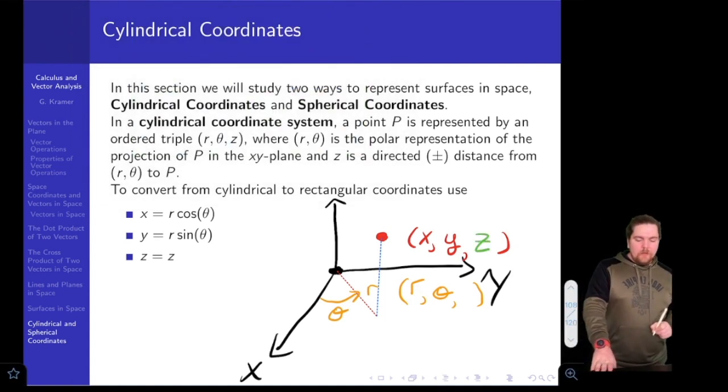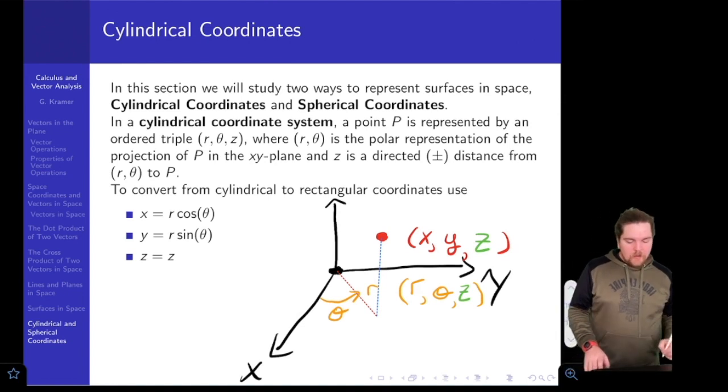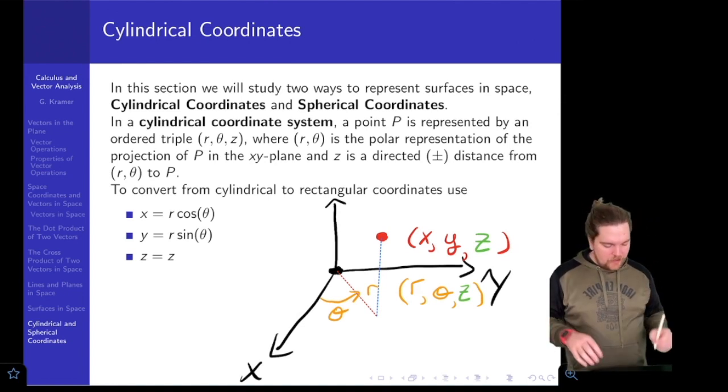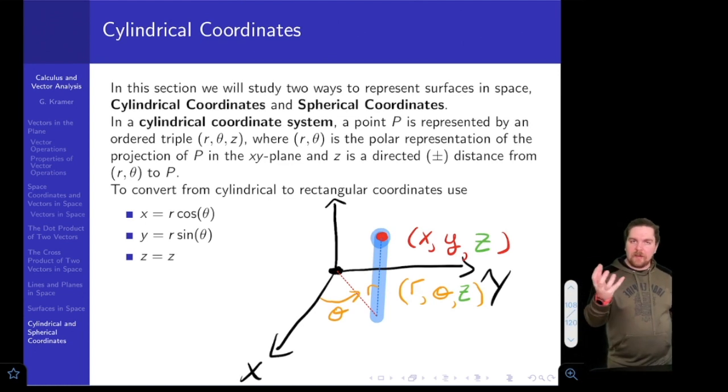But if you think about our point in the polar representation, it still shares that same distance from the origin in the xy plane, and it still shares that angle from the positive x-axis. The only value that it has now that's a little different is it now has a z value. So that's where this part of the definition comes from, where we say r theta is the polar representation of the projection of the point in the xy plane. So basically we're saying if we take our point of interest and project it down to the xy plane, r theta is that point in the xy plane.